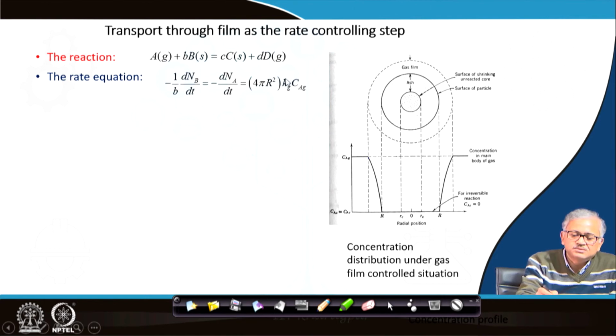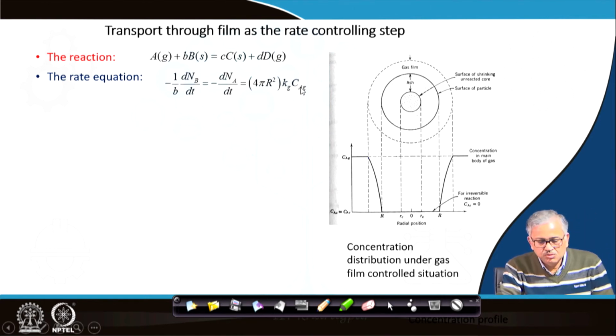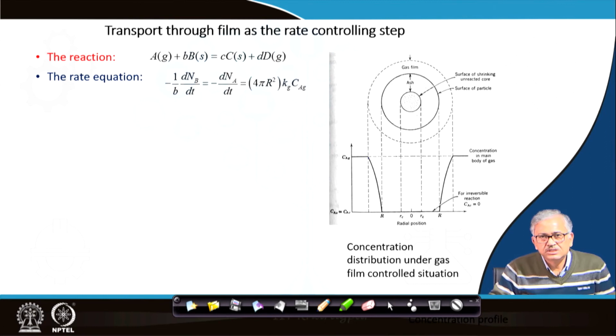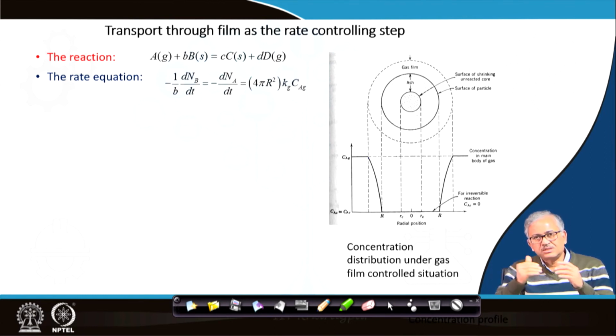It is called the mass transfer coefficient. Basically, Kg into C is the mass flux through the concentration boundary layer. So, mass flux through the concentration boundary layer is defined in terms of the mass transfer coefficient, which is the proportionality constant or the conductance, and it depends on the hydrodynamic condition of the gas film. The mass flux is directly proportional to the concentration difference across the film.